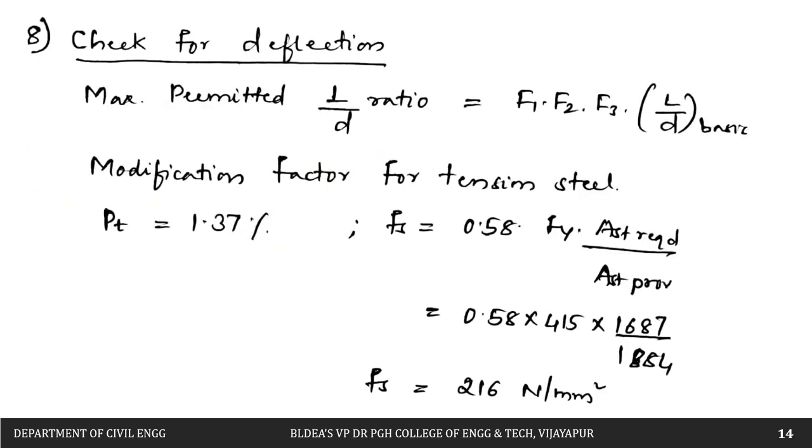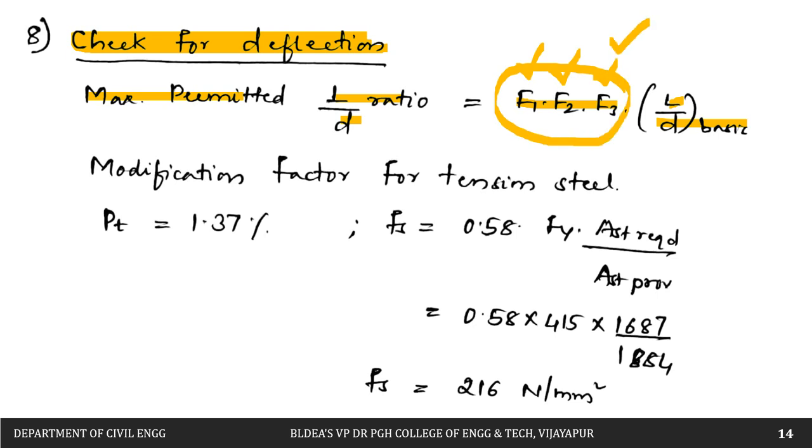Then next, we have to check for deflection. Already we have seen this in the previous problem also, L by D ratio, maximum permitted L by D ratio, that is equal to F1, F2, F3 into L by D basic, where F1 is for tension reinforcement, F2 is for compression, and F3 is for flange section. These are the modification factors what we have.